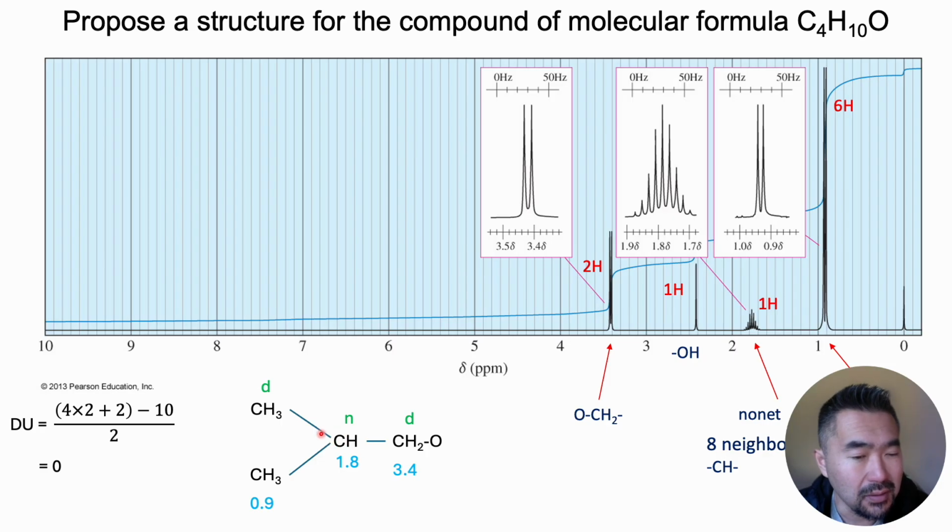Then this would have a total of 8 neighbors, which would be a nonet. This has a total of 1 neighbor, so it would be a doublet. And there was that OH proton, so that 2.4 must be that. That completes the structural elucidation.